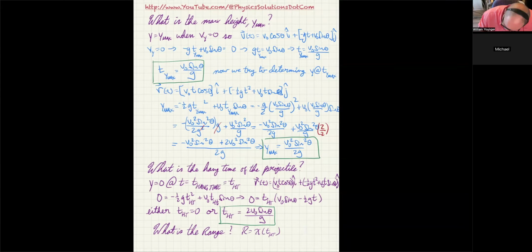So R is going to be equal to v0 times 2v0 sine theta over g, and then that multiplied by cosine theta because the cosine theta was already there. Now, this is exactly right, but there's a simplification we can make. I'm going to make it this way. I'm going to say v0 squared times 2 sine theta cosine theta over g.